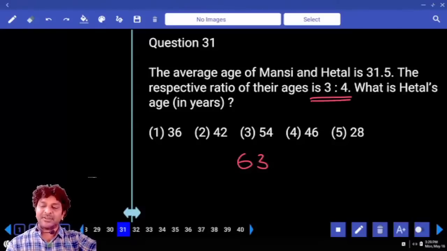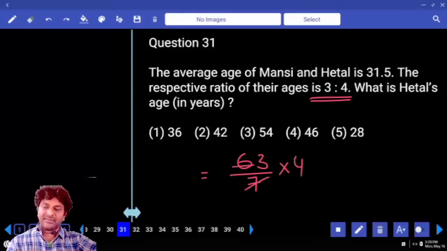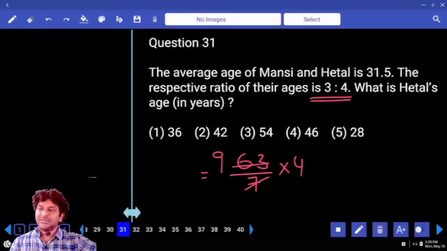So the sum in terms of number of parts is 7. Then one part is equal to 63 divided by 7, which is 9. What is Heathal's age? Which is 4 parts, right? 9 into 4, that is 36.